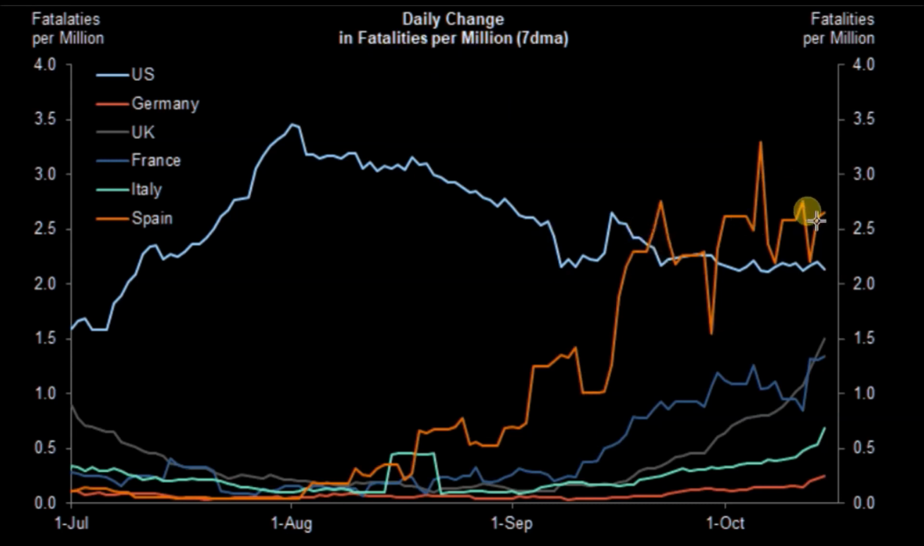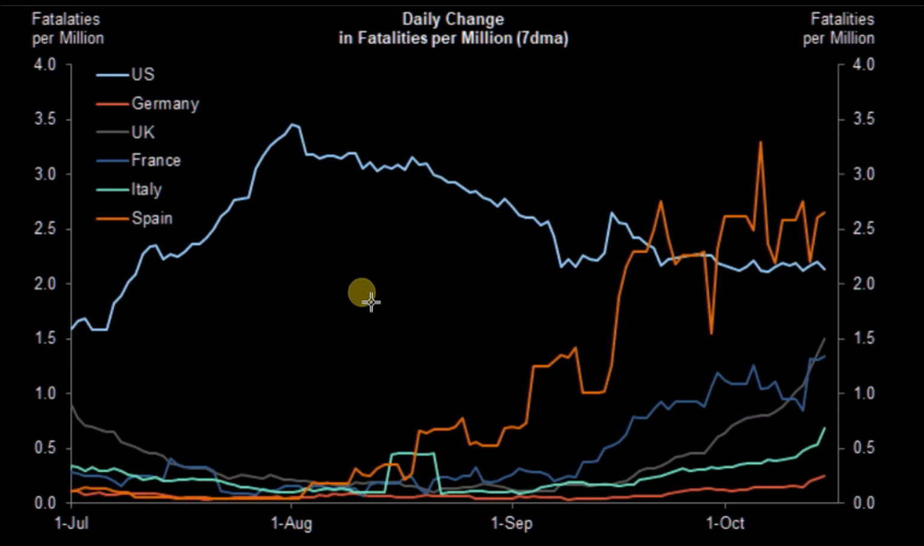We've got Spain here on the rise. US has leveled out, okay? Now, in terms of other nations, this is France here on the way back up. UK is in here as well. It's not part of the Eurozone, but cases on the way up. Cases on the way up in Italy and in Spain.